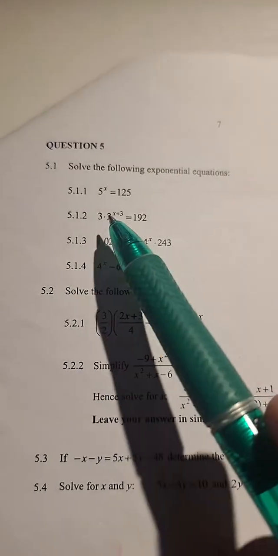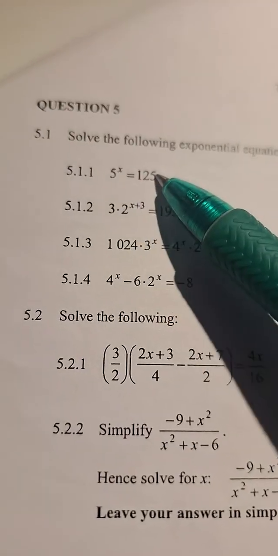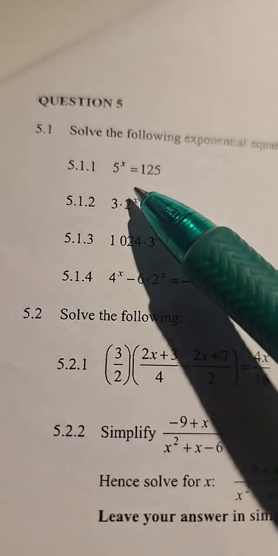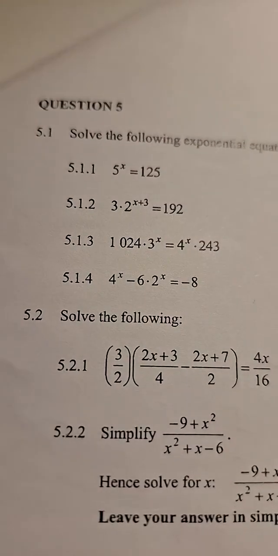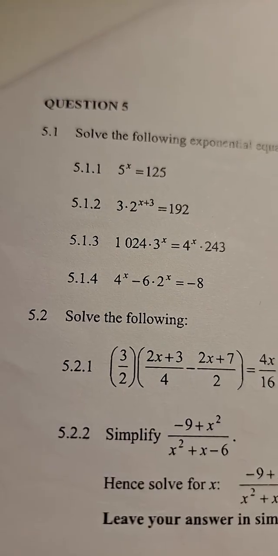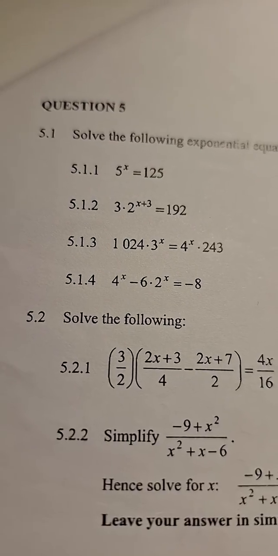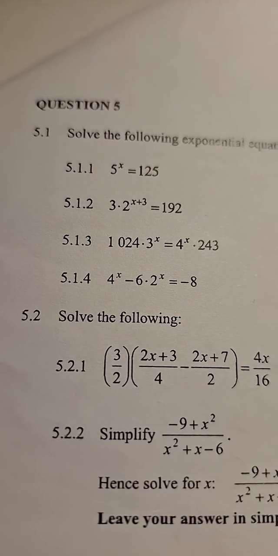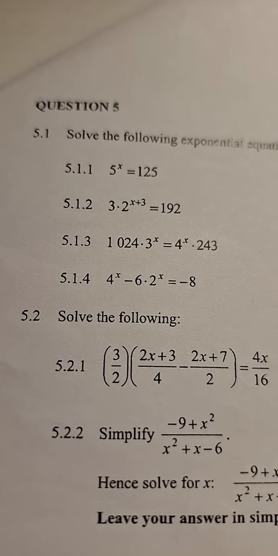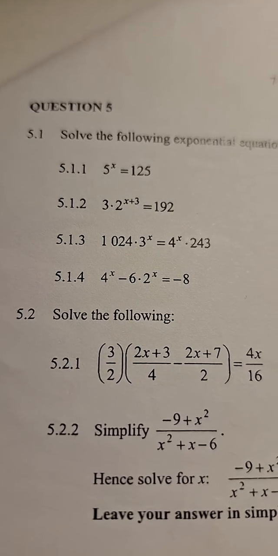Okay, this one should be straightforward. Do we really need to do number 5.1.1? You tell me. 5 to the power x equals 125. What do we do here? No, I actually want to hear people's voices here. Let's see. Okay, none of you have privileges. Sorry, still young.